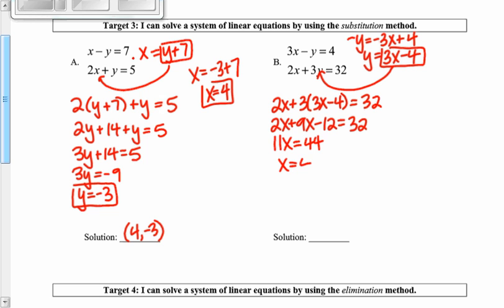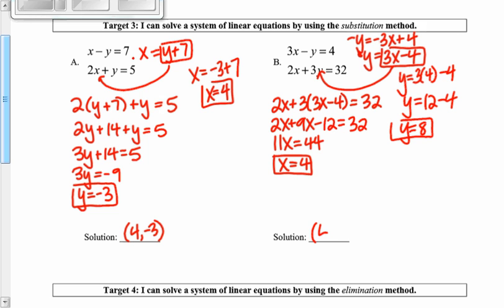Dividing by 11, I get x equals 4. I'm going to plug that back in. You can plug it back in anywhere. I'm going to plug it back into this equation. So y equals 3 times 4, because that's what x is, minus 4. So y equals 12 minus 4, which means y equals 8. So my solution here would be 4, 8.